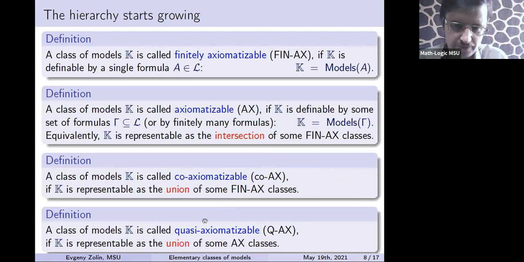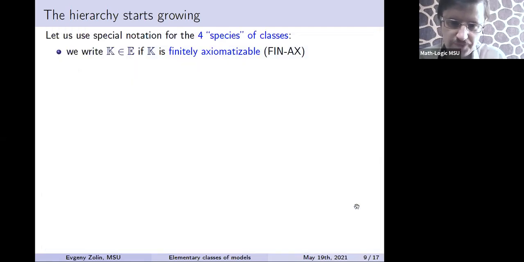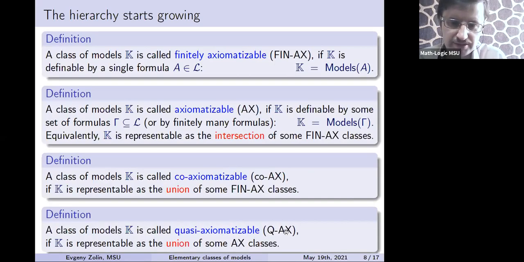And of course, we can go further. What is called a class of models quasi-axiomatizable. So this is a short abbreviation. If it is representable as the union of axiomatizable classes. So axiomatizable use intersection, and now we take union of them. And of course, we could go further and consider intersections of unions of intersections, and so on and so on. The question, should we go further, or the hierarchy stops?